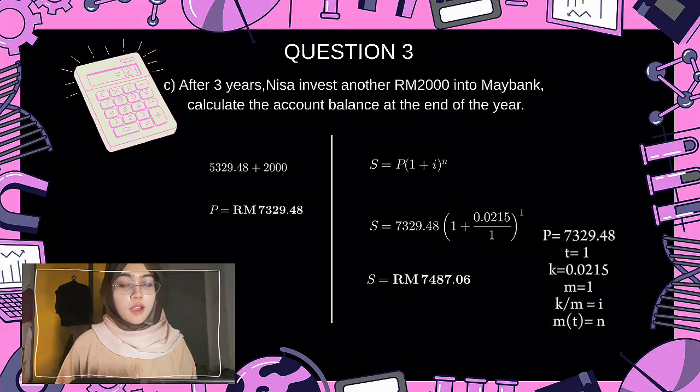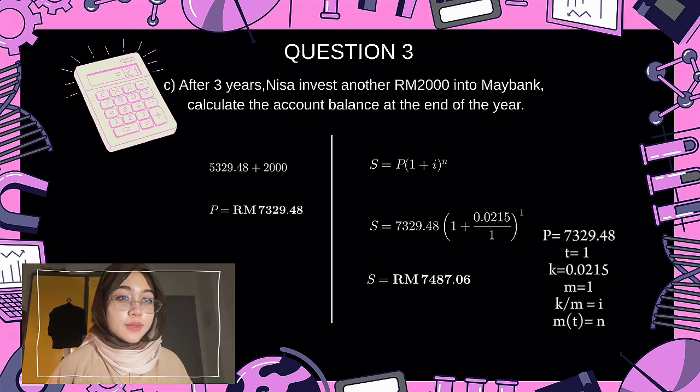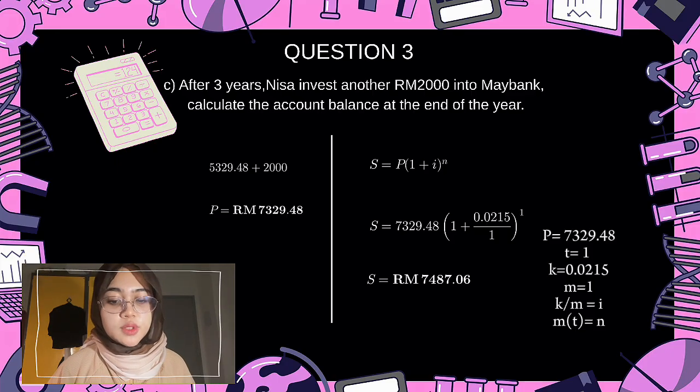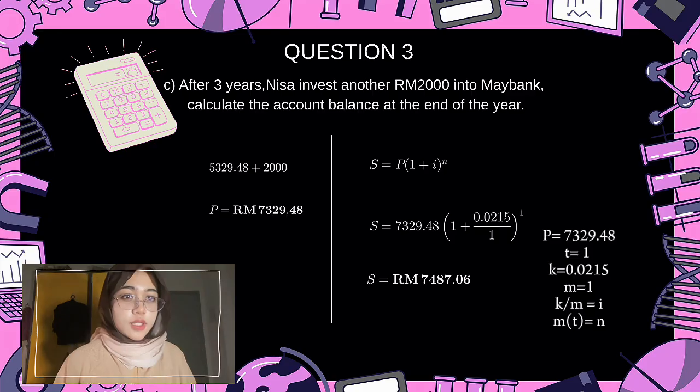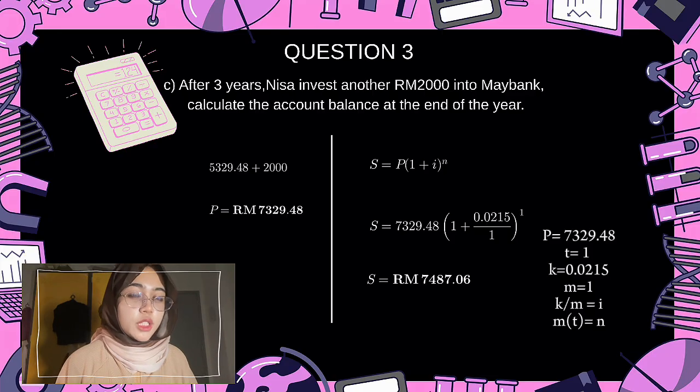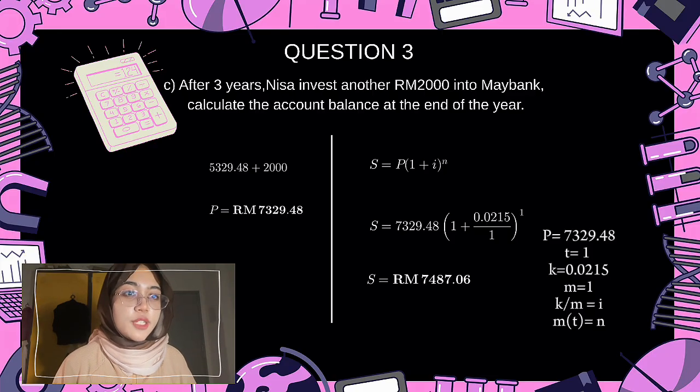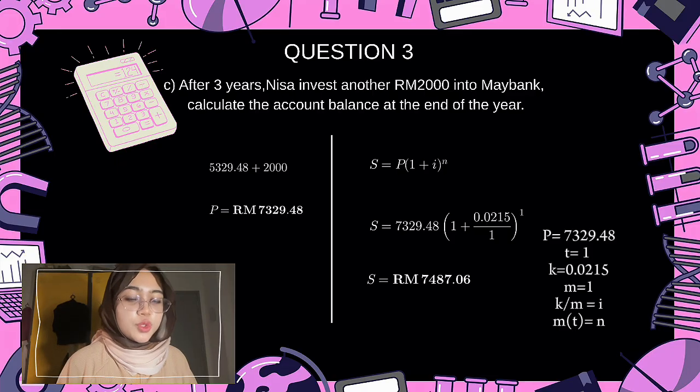After 3 years, Nisa invests another 2,000 ringgit Malaysia into my bank. Calculate the account balance at the end of the year. In the beginning, I will calculate 5,329.48 ringgit Malaysia plus 2,000 equals 7,329.48 ringgit Malaysia. Now we have P equal to 7,329.48 ringgit Malaysia, T equal to 1 year, K equal to 0.0215 and M equal to 1.